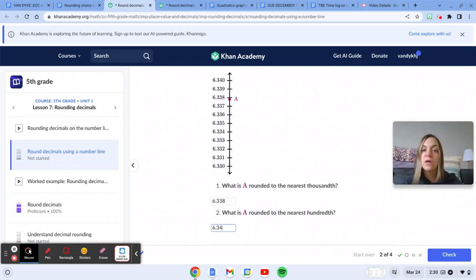Now, you can also look at the hundredths place on the actual number line here. So this is 6.34, and this is 6.33. And we were trying to determine which one it was going to round to. Well, obviously, looking at this number versus this number, A is closer to the top number, which is 6.34, which is exactly what we wrote in the box.